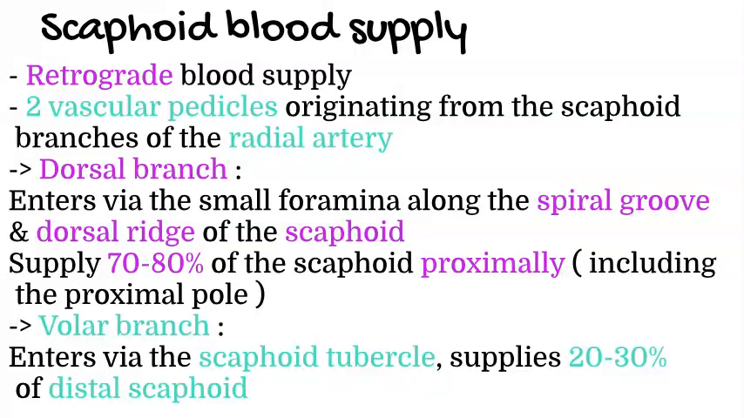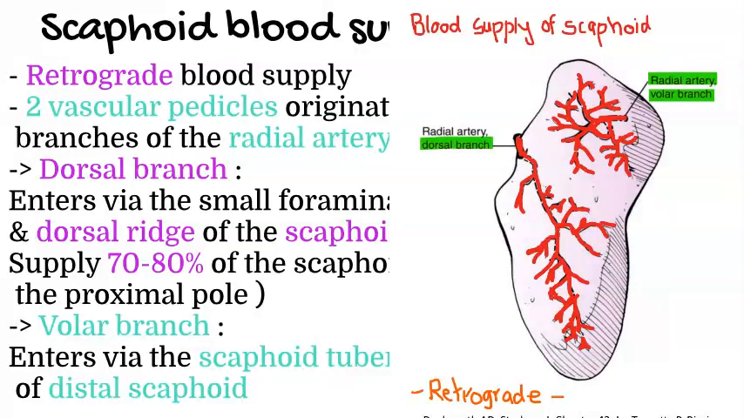This figure illustrates the blood supply of the scaphoid. The radial artery provides the volar branch, and the proximal part is supplied by the dorsal branch. Remember, it is a retrograde blood supply.